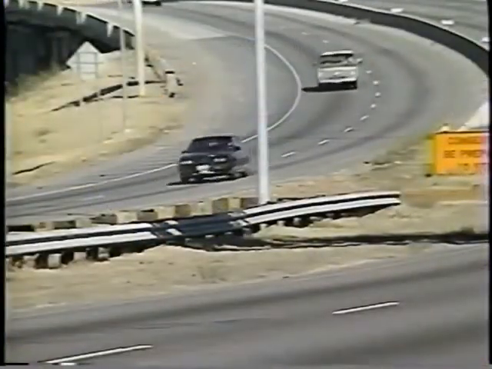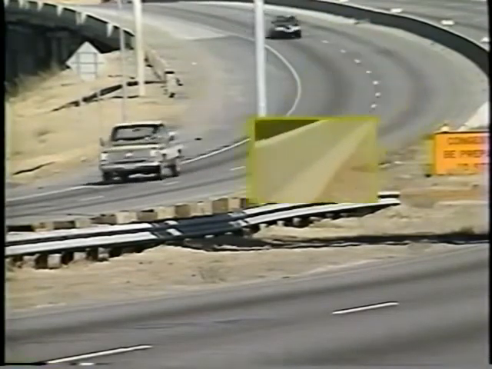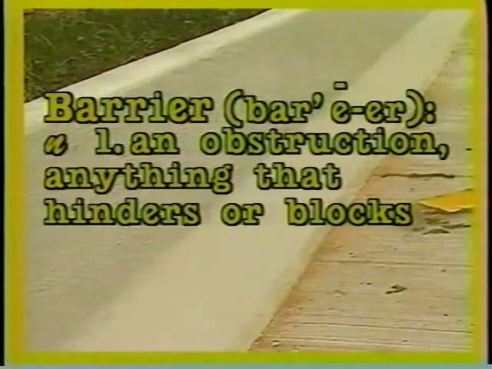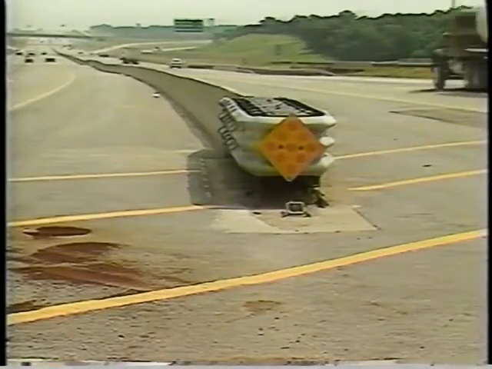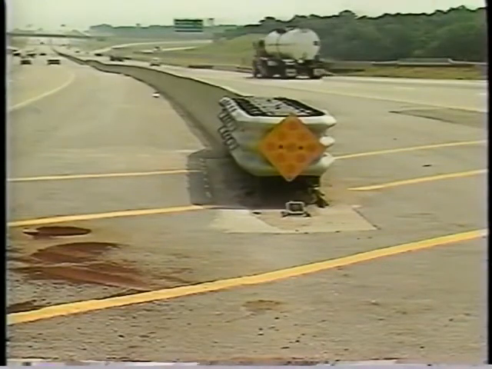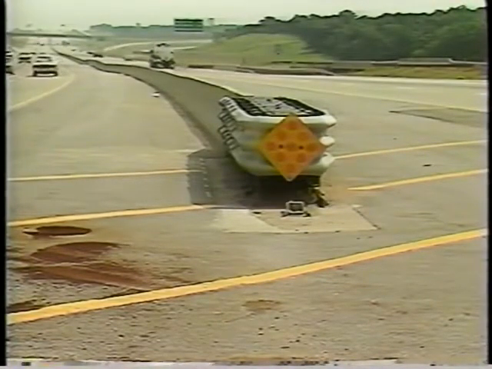Before discussing these programs, let's review the general purpose and function of barrier systems. Webster's dictionary defines a barrier as an obstruction, anything that hinders or blocks. Basically, that's what we expect traffic barriers to do, to block or prevent a vehicle from running into a more hazardous object.